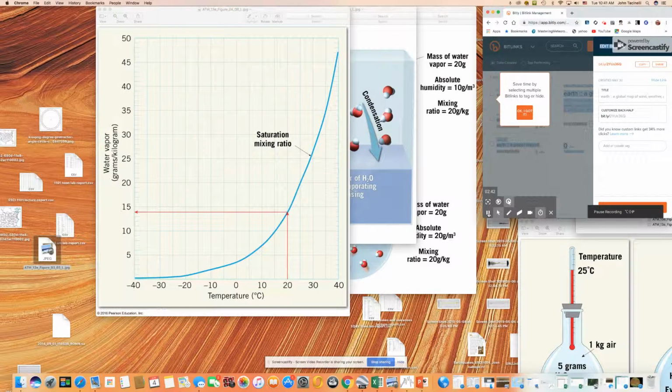So the question I'm asking is, at a temperature of, let's say, 15 degrees, what is the maximum amount of water vapor that a kilogram of air can hold? What is the saturation mixing ratio? All you have to do is look up here and read it off right over there.